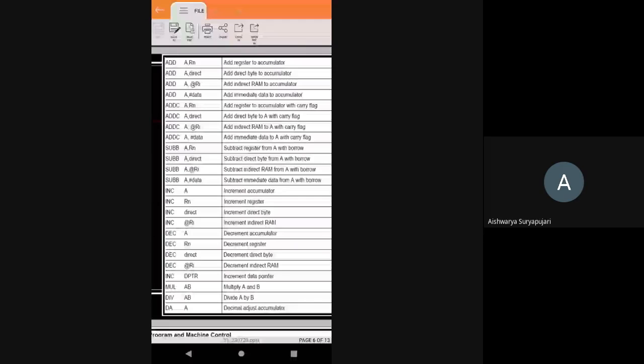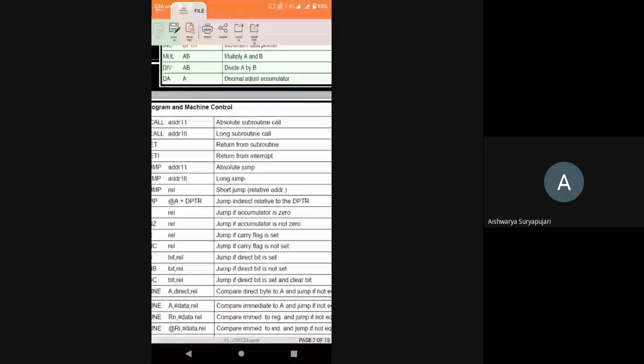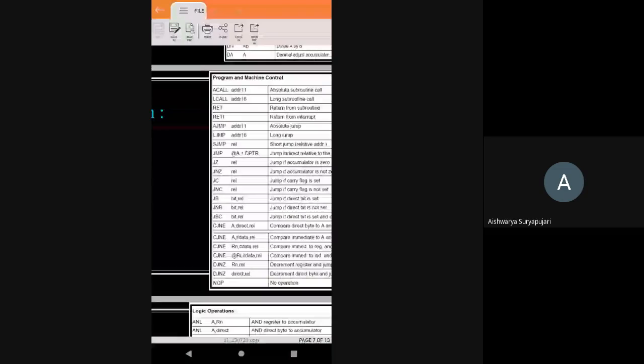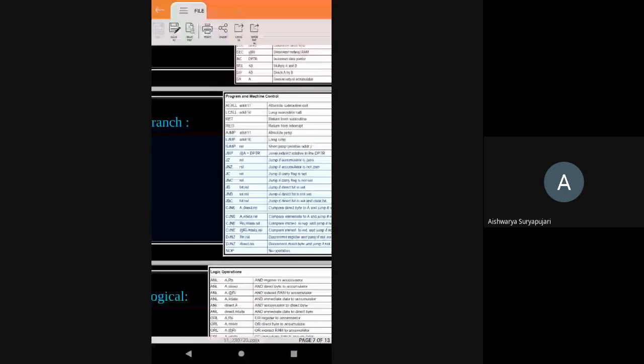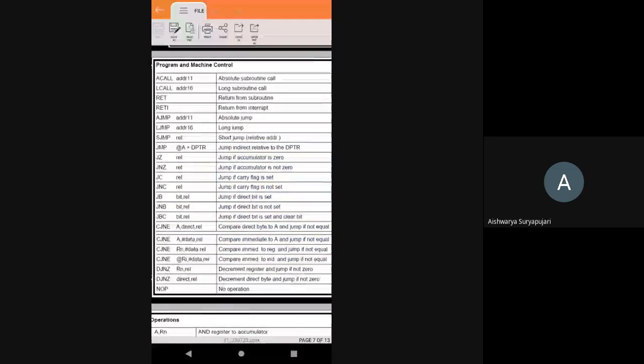Now similarly you can see the next category, that is branching. So for branching there are 22 such instructions and the list is in front of you. ब्रांचिंग म्हणजे काय की एका प्रोग्राम मधून दुसऱ्या प्रोग्राम मध्ये जायचं. That is known as branching.